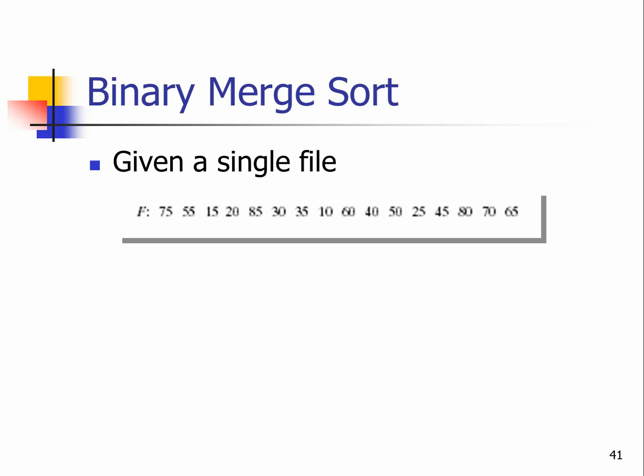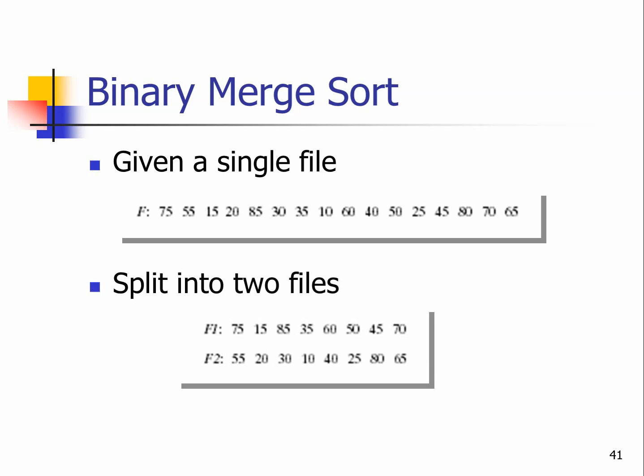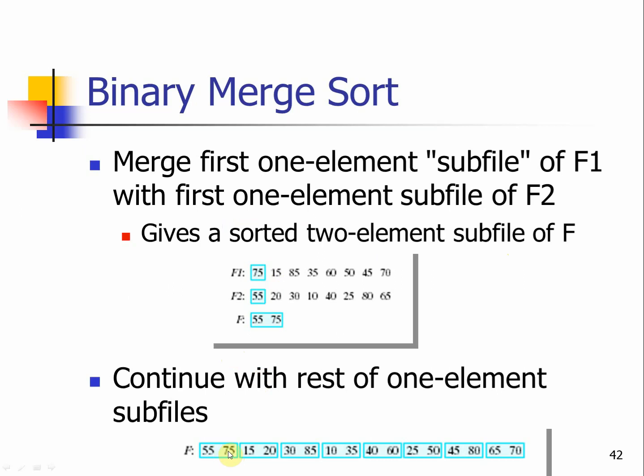Because when you have only one item, it is sorted. So the idea is this. When we're trying to deal with the segments, we still split the things into half and half. The thing is that we try to merge one item and another one item, which is to say that 75 and 55, we first of all merge the two. We merge 15 and 20. We merge 85 and 30. We merge 35 and 10, etc. Once they have been merged, we actually get two items that are sorted.